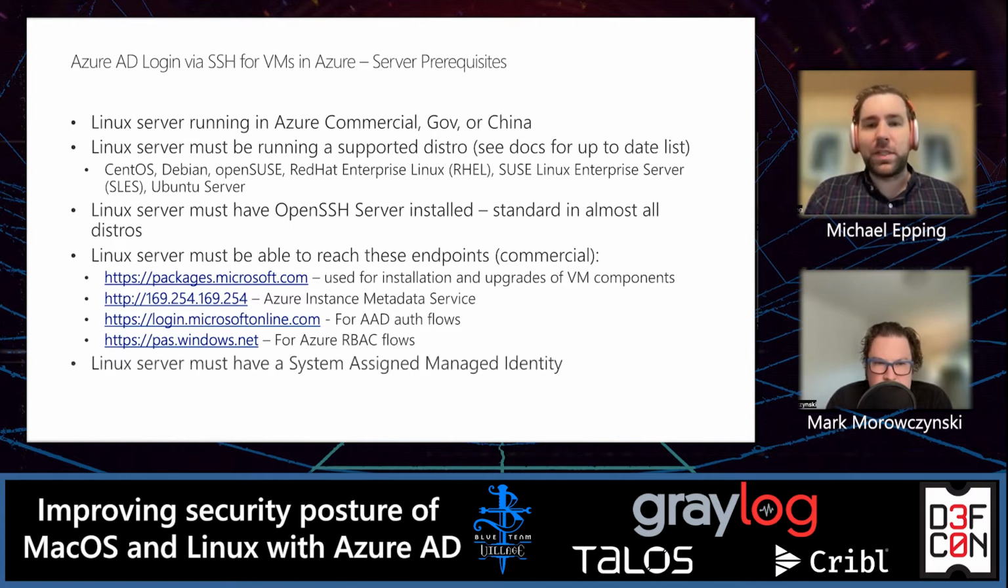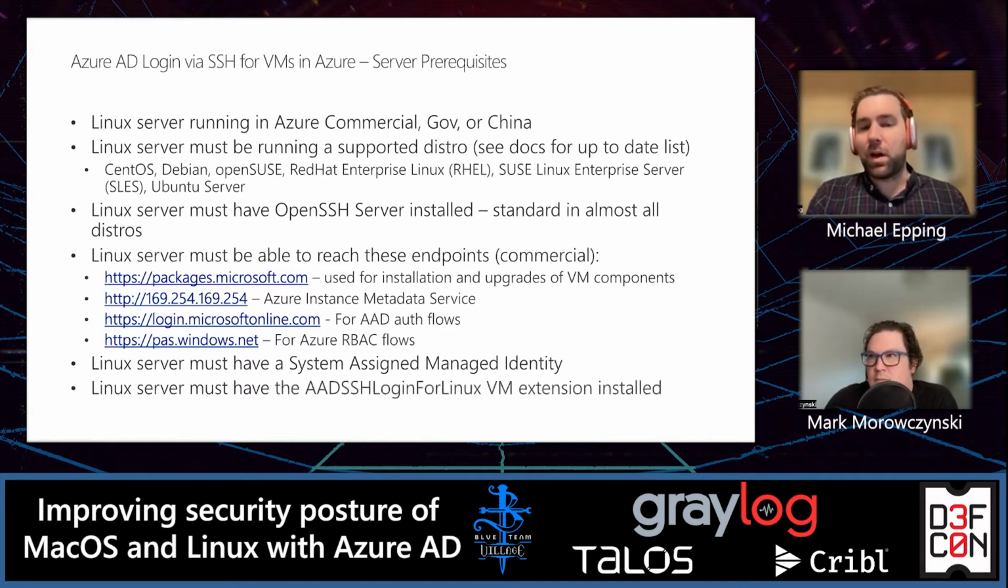Finally, the Linux server needs to have what's called a system assigned managed identity. This gives the server a representation in the Azure AD directory. So this is basically the resource that the user is going to be asking to access when they request their OpenSSH certificate. So this is tied to the VM itself. And then there's also an extension that has to be installed on the VM when you add the system assigned managed identity.